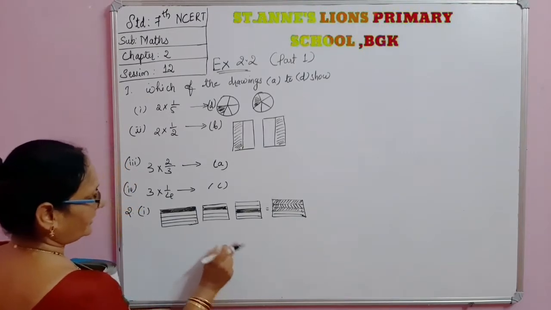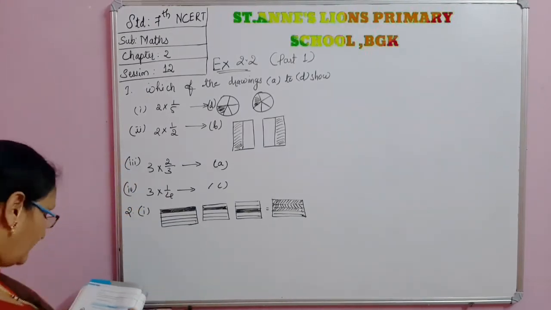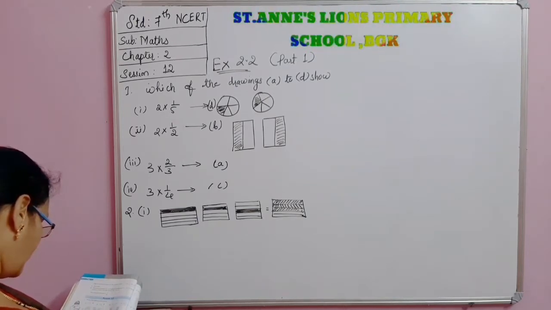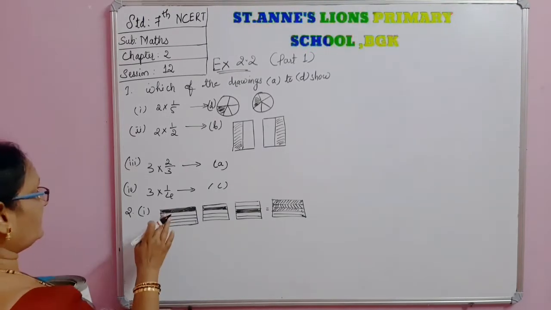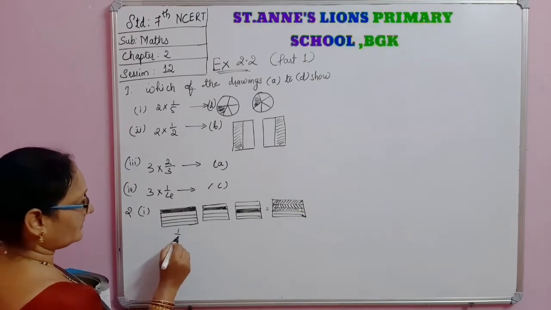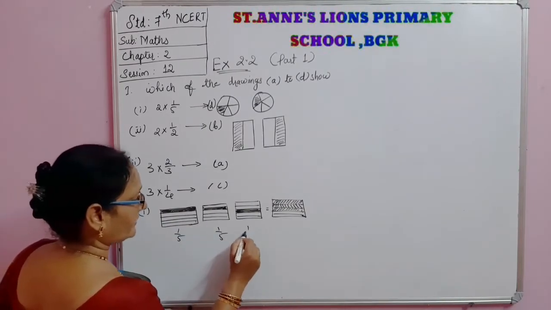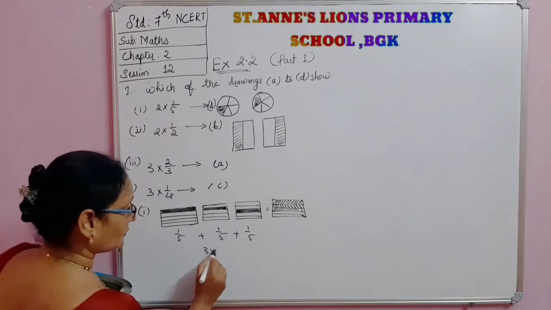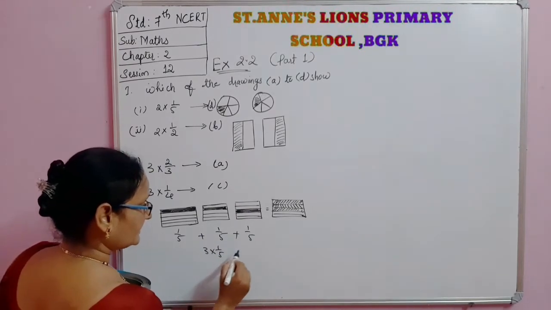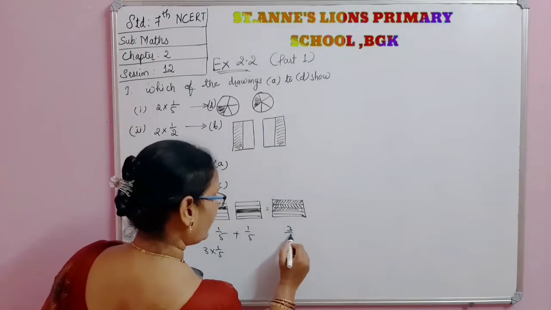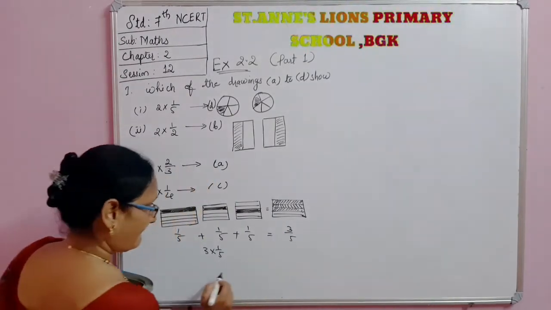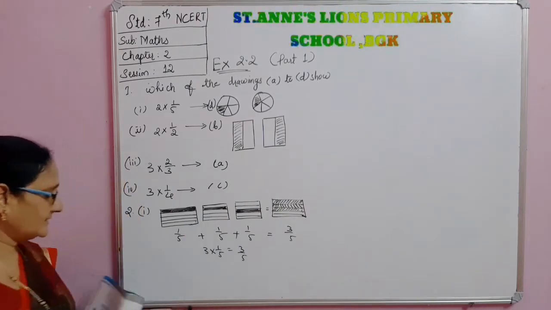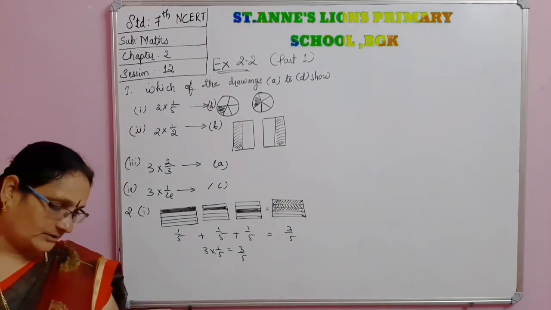How many 1 by 5? 3. 1, 2, 3, 4, 5. This is 1 by 5. This is 1 by 5. This is 1 by 5. All together, how is it? 3 into 1 by 5. This is nothing but 3 by 5. Okay, 3 into 1 by 5 is 3 by 5. Like this you have to do the remaining 2.